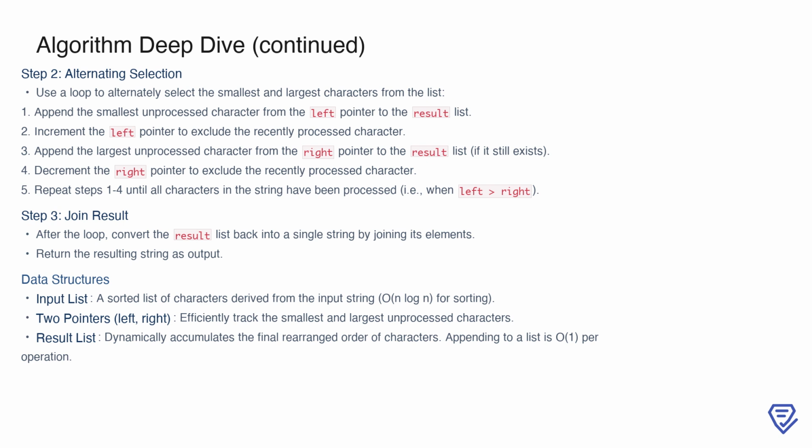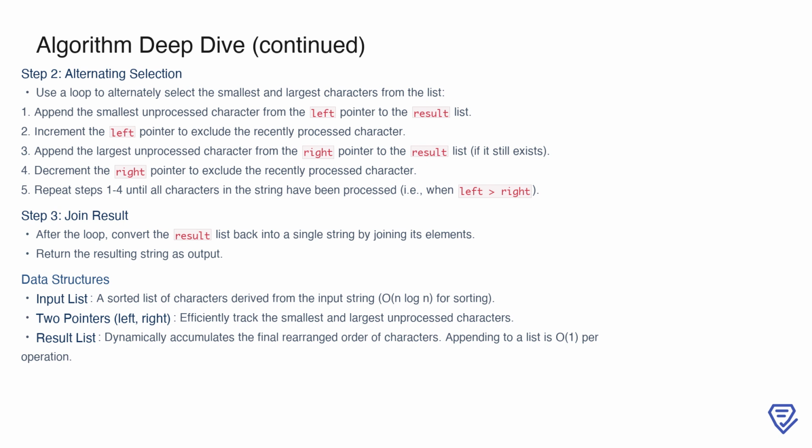In each iteration, we first append the smallest unprocessed character, located at the left pointer, to the result list. To prevent reusing the same character, we increment the left pointer. Next, we append the largest unprocessed character, located at the right pointer, to the result list, provided it still exists. Similarly, we decrement the right pointer to exclude this character from future iterations. We repeat these steps until all characters have been processed, which happens when left surpasses right.